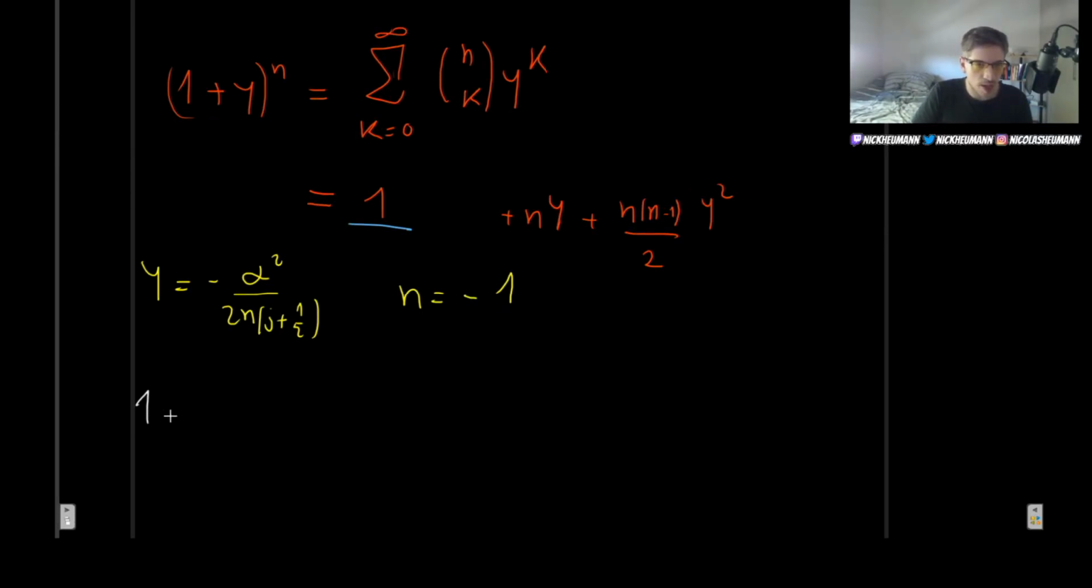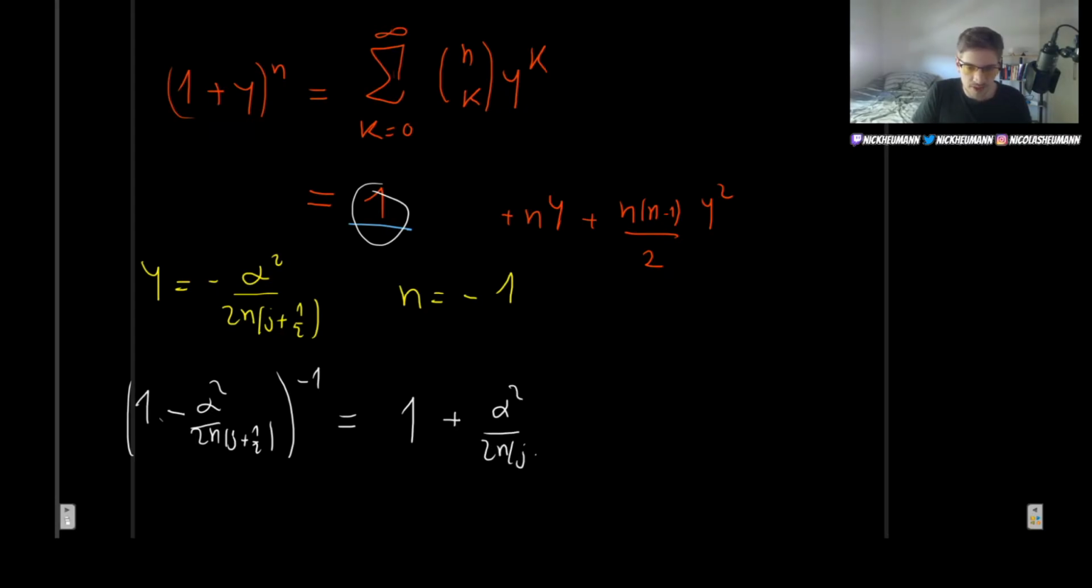So let's expand to this order. All right, so this means that 1 minus alpha squared over 2n, j plus 1/2, to the minus 1 power, is 1, right, this one, plus ny. n is minus 1, y is this. So we have minus minus, so we get plus alpha squared over 2n, j plus 1/2. Okay, and now we go to the second order. Here we have n equal minus 1, so we get minus 1, and then we have minus 2, so we get plus 2 divided by 2, which actually cancel out. So we get y squared. And what is y squared? It's going to be this thing squared. So the minus sign cancels out, and we get alpha to the 4th power over 4n squared, j plus 1/2 squared.